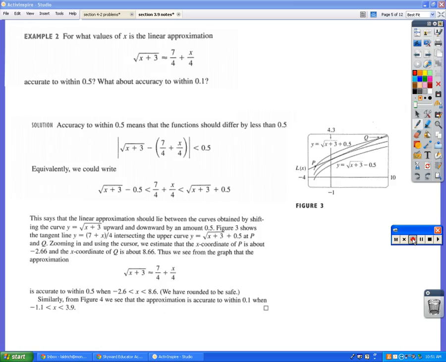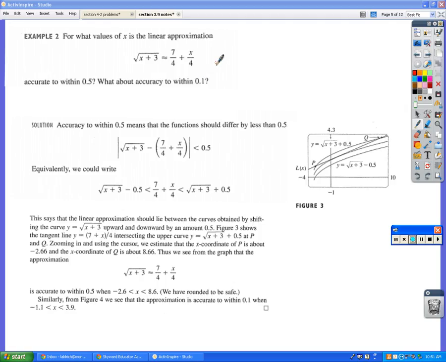Do you understand where they got this? No, this is what we got also. They just simplified it. So this is the exact same thing that we came up with, but they just distributed the 1/4 and then combined the numbers. So this is the answer that we came up with.